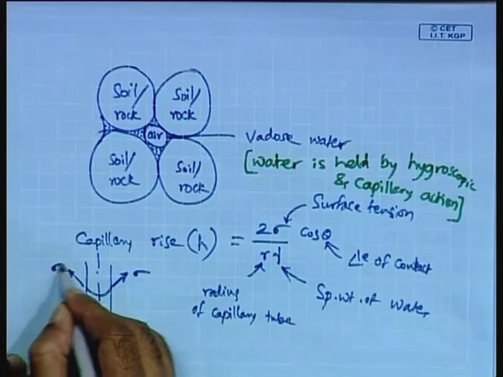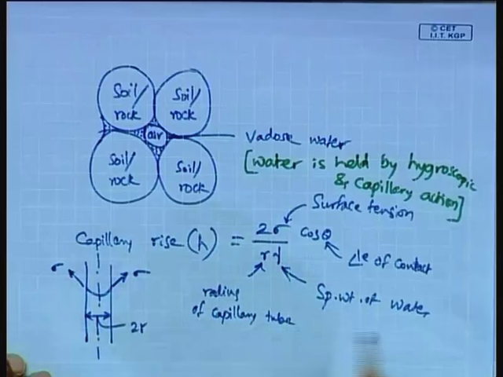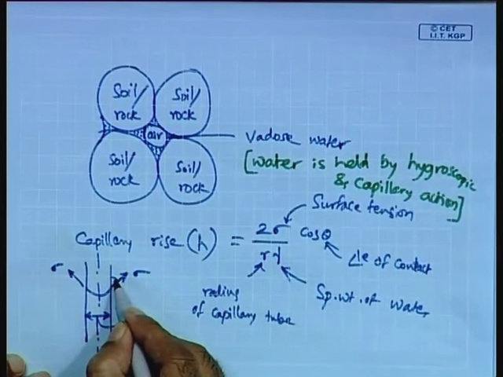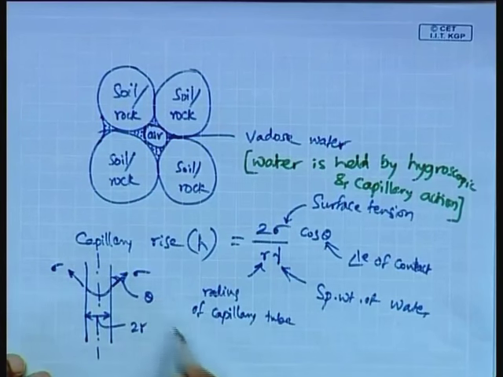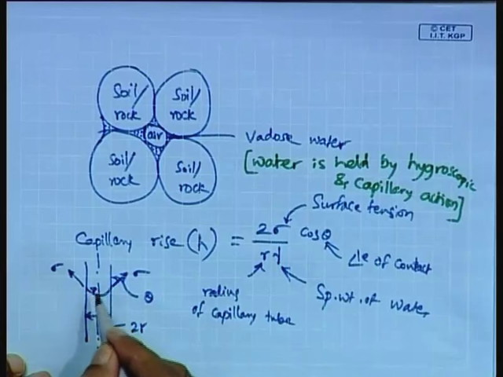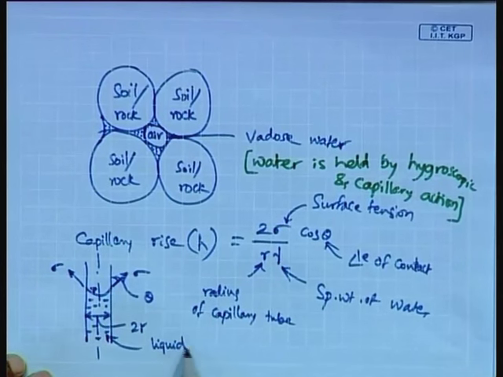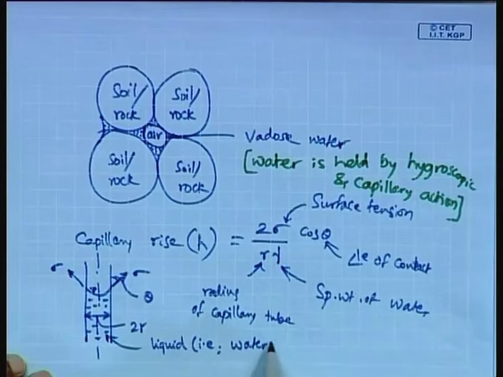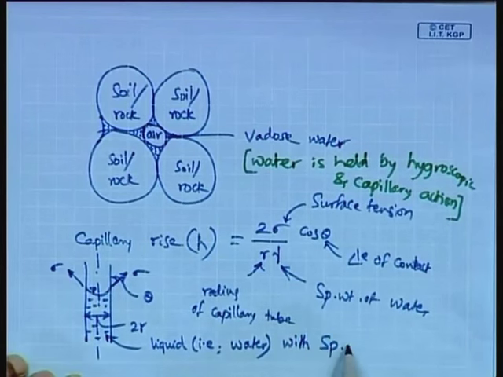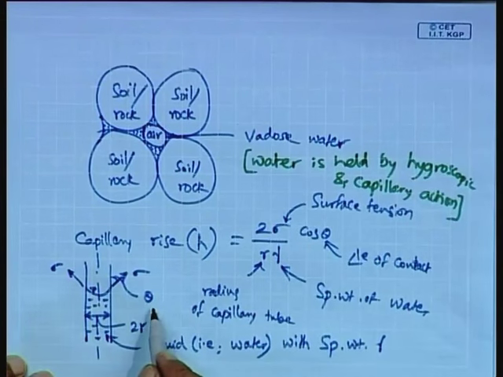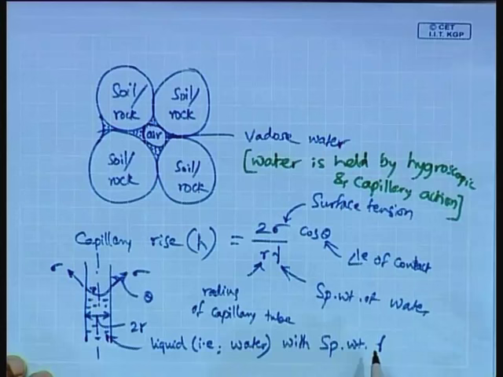So this is the surface tension force, which is measured as force per unit length, and this is the angle theta. Then this is the water surface, the meniscus, and this is the liquid, in this case water, with specific weight gamma, and this theta is the angle of contact which I have mentioned here.